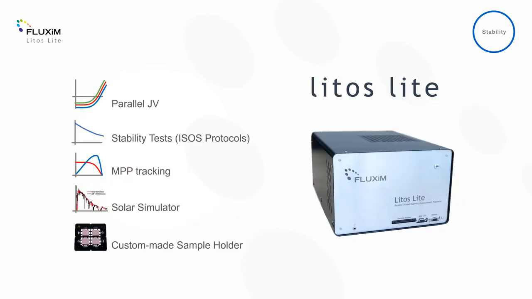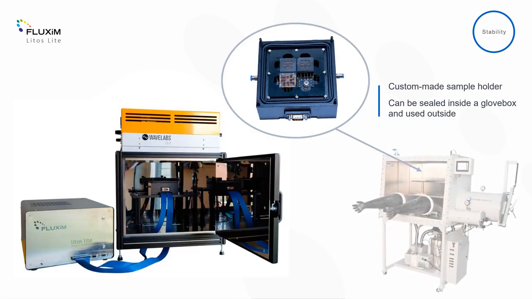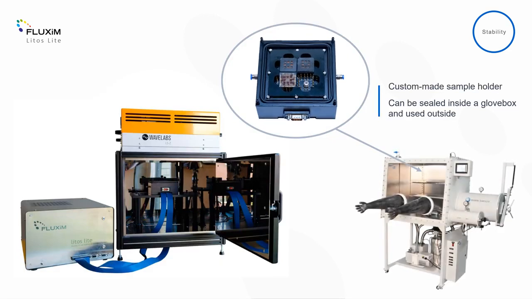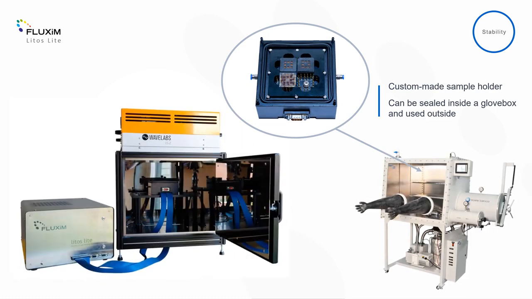LITOS Lite is a parallel JV and stability measurement platform specifically for solar cells. This system can perform parallel JV measurements at different temperature and stress the solar cells with either constant voltage or current. Individual MPP tracking is also possible on each of the devices. Each sample holder is custom made and allows you to seal your samples in a glove box and take them out without air exposure. Illumination is provided by an external solar simulator, which adds flexibility to the setup.